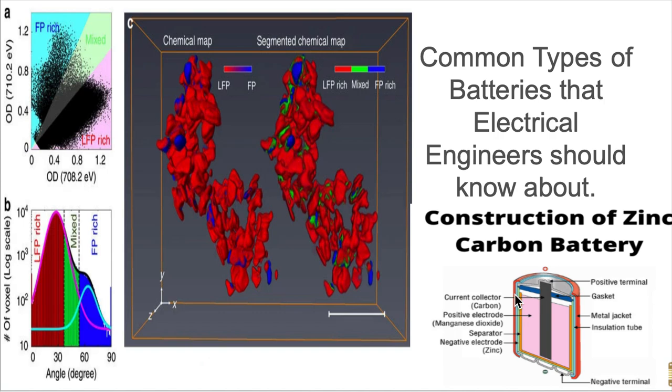And here on the bottom right side of the screen, there's a showcase of a zinc carbon battery. I'm gonna discuss these types of batteries later in the video, but this is just the layout of the battery. It says construction of zinc carbon battery and mentions different parts of the battery. It mentions the positive terminal and negative terminal, the anode, cathode. There's also a metal jacket, insulation tube, and things like that.